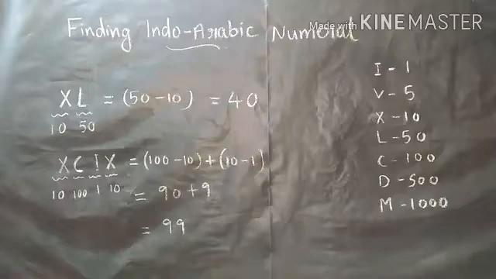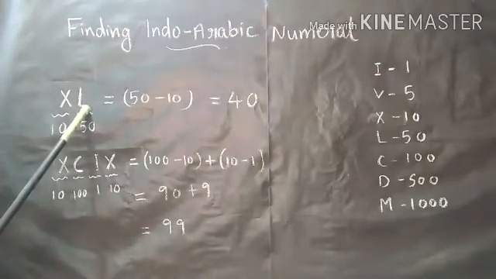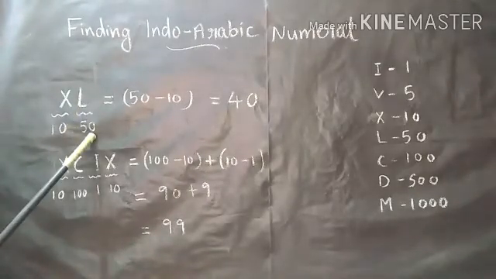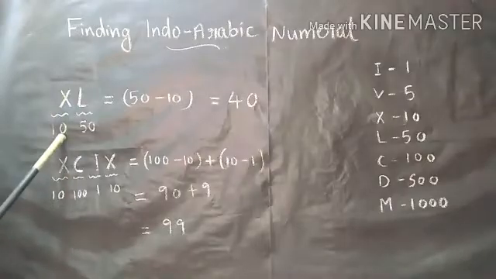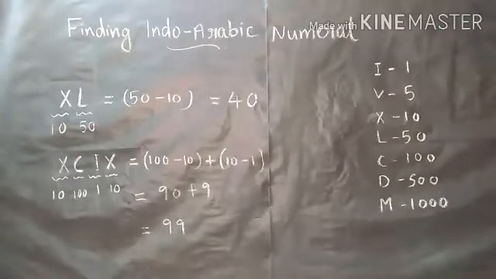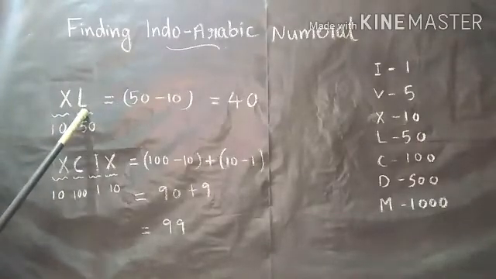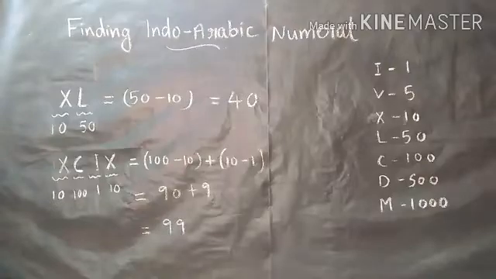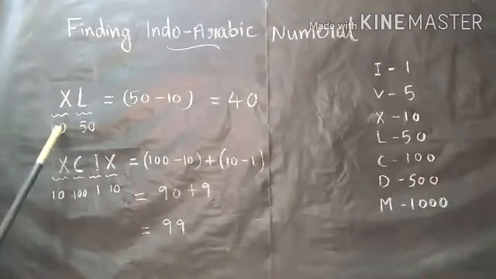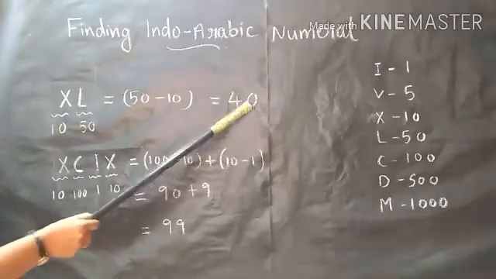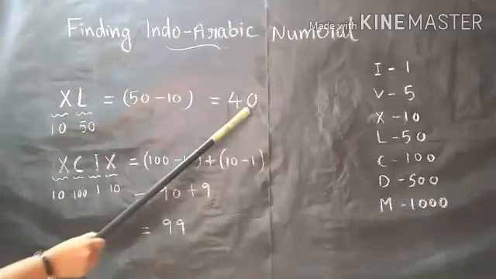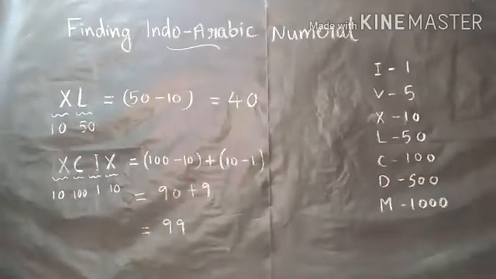Now consider, next we have XL. Value of L is 50, value of X is 10. But you can see that the smaller value X is on the left side of the bigger value L. So we have to do subtraction here. So 50 minus 10 will get 40. XL means the Indo-Arabic numeral is 40.